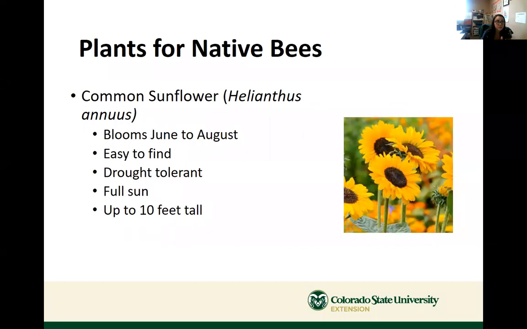Common sunflower. This is an easy one, right? Everybody can grow a sunflower. This will be like a mid to late bloomer, very drought tolerant. Some of the varieties can get up to 10 feet tall, so they're kind of showstoppers in the garden.